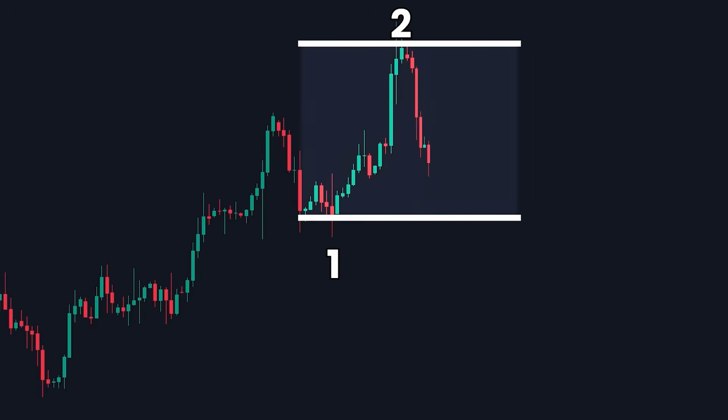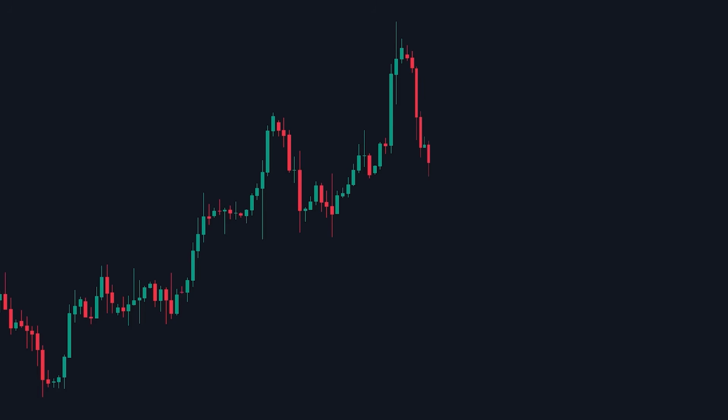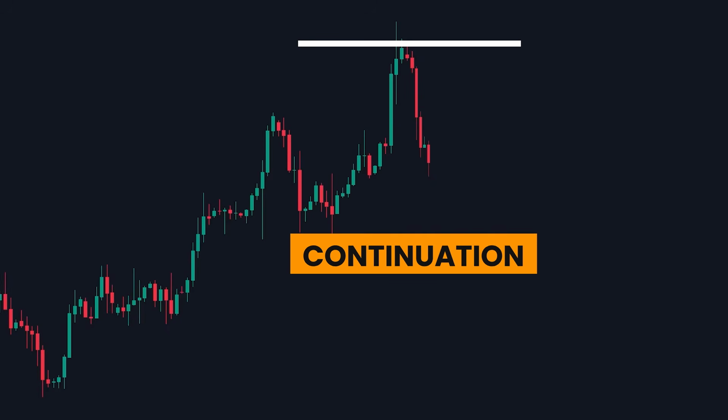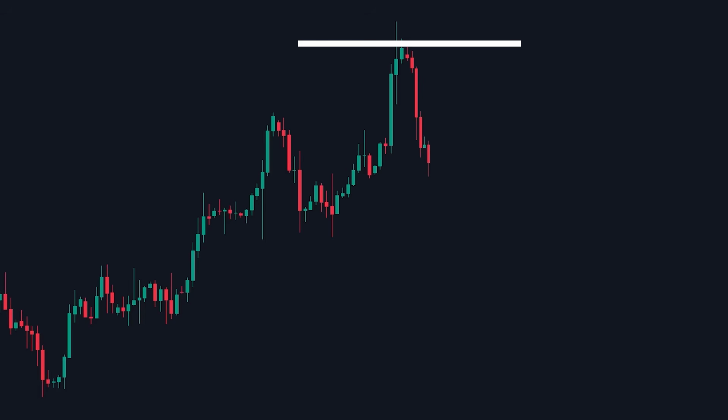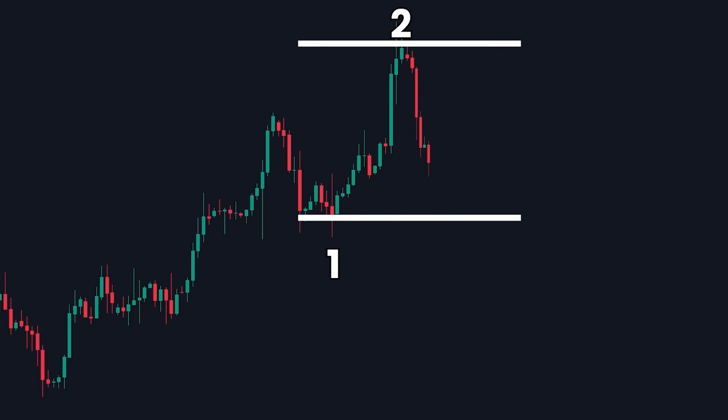Everything that forms between these 2 levels is considered internal structure, and here's why this distinction is so important for your trading success. If price breaks that major high to the upside, creating a break of structure, you're seeing a continuation signal. The trend is still your friend. However, if price falls below that major low, you need to start thinking about trend reversal. The specific internal price action that happens between those external structures doesn't matter nearly as much as whether price holds above that recent major low.